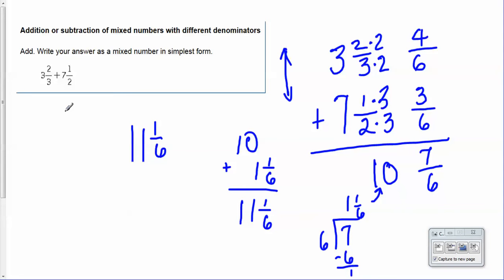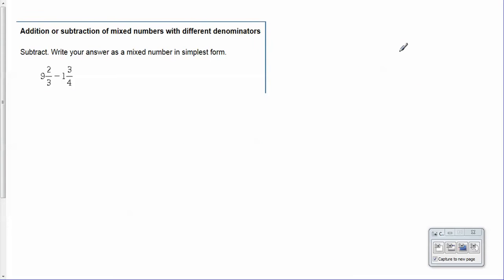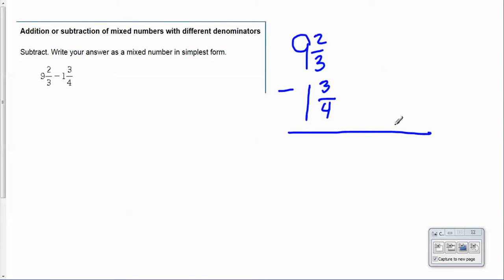Let's look at a subtraction problem. 9 2/3, take away 1 3/4. My answer should be somewhere around 8, but let's see how the fractions change the number a little bit. Common denominator between thirds and fourths has to be twelfths. How do I get to 12? Well, 4 times 3, and 3 times 3 equals 9. Fairness rule. 3 times 4 equals 12. 2 times 4 equals 8.